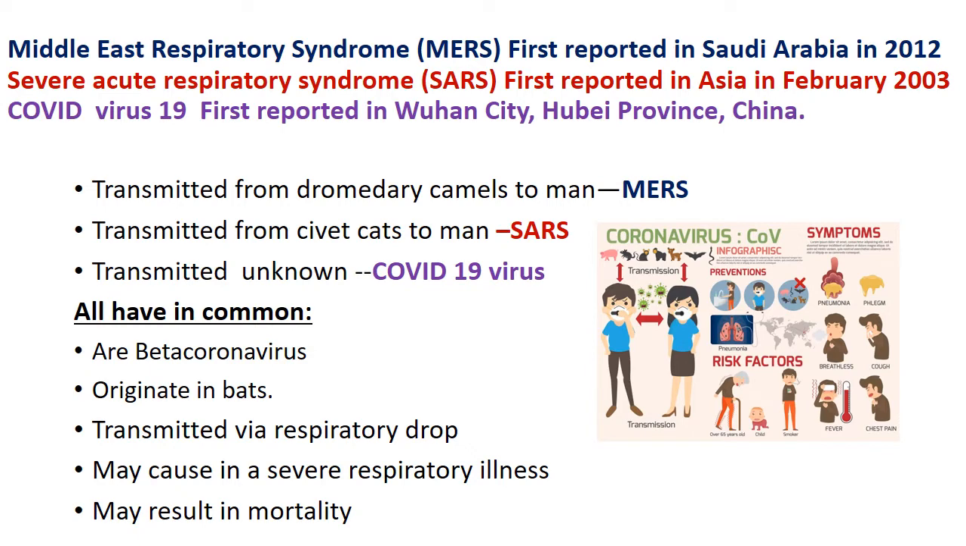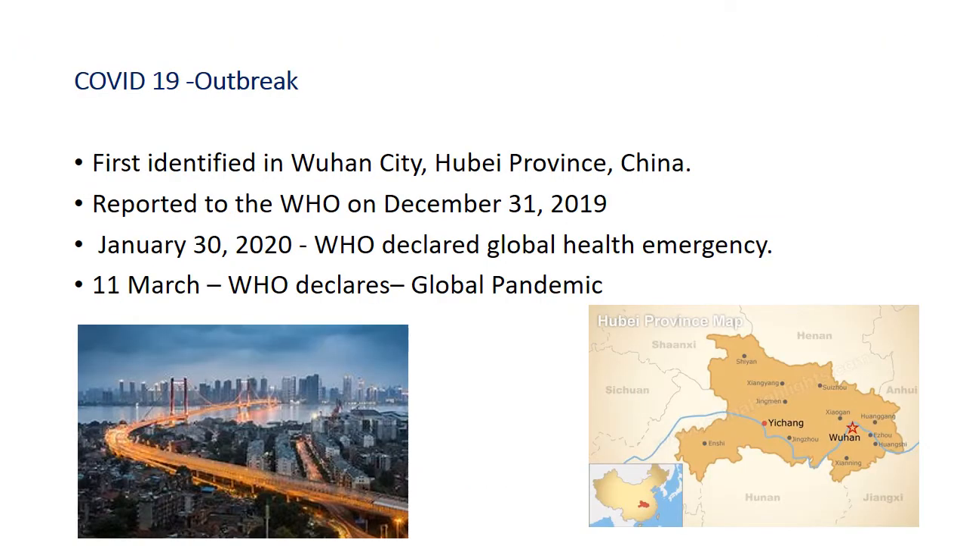All these three viruses have in common that they're all beta coronaviruses. They originate in bats. They're transmitted via respiratory droplet, and they may cause acute severe respiratory illness and may even result in mortality. The present COVID-19 outbreak was first identified in Wuhan City in China and was reported to the WHO on the 31st of December 2019. On the 30th of January 2020, the WHO declared a global health emergency. And on the 11th of March this year, the WHO declared a global pandemic.